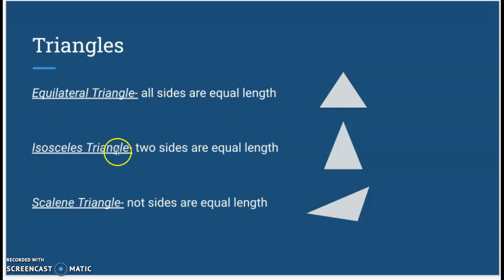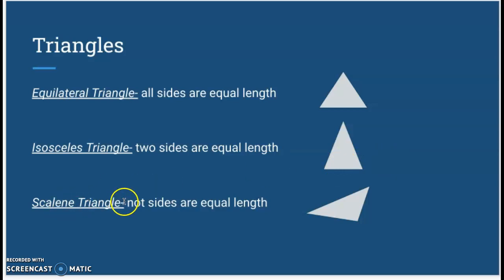An isosceles triangle means that two of the sides are the same, but the third side is different. So we look at this one, we have these two sides that are exactly the same length, and then you have this third side that looks to be a little bit shorter, or the third side could be longer, depending on however they draw it.